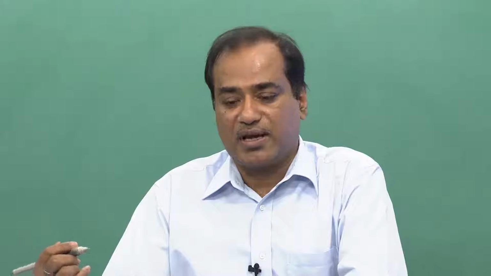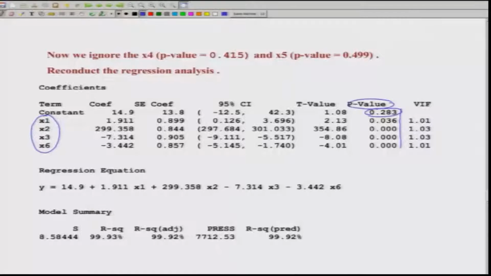If you remember, the interpretation of the intercept term was that it is the average value of y when all the independent variables take value 0. So the experimenter has to take a final call on whether there has to be an intercept term or not. But anyway, we have reconducted the analysis, and finally we have obtained this model, and you can see that the values of regression coefficients are pretty different from what we had obtained earlier. And the variance inflation factors are also very close to 1.